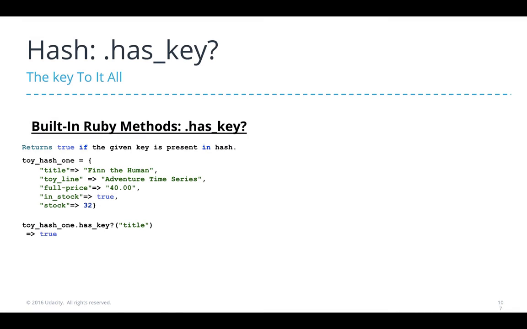Another built-in Ruby method for hashes is .has_key?. It returns true if the given key is present in the hash. toy_hash_1 is a hash with a series of key-value pairs. If I call .has_key? on toy_hash_1 and give it an argument of the string "title", it will return true because that key does in fact exist within toy_hash_1.